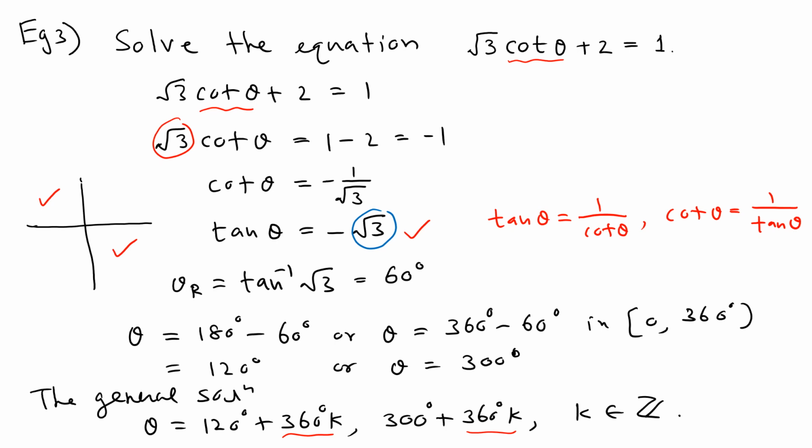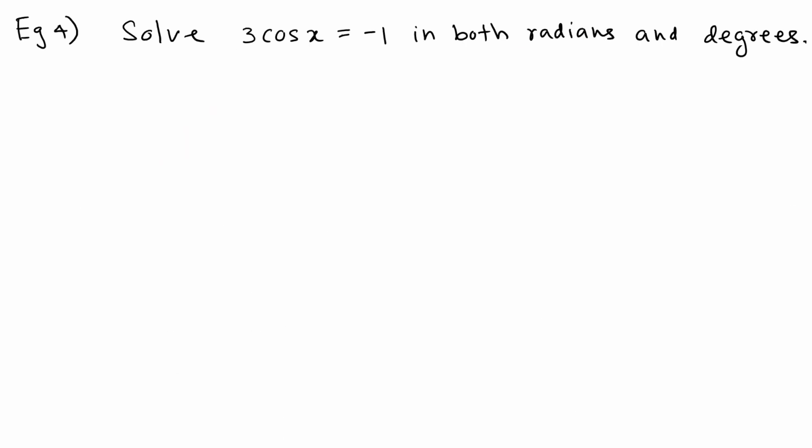So let's look at the next problem. Next we have 3 cosine x equal minus 1, and we're going to solve this problem in both radians and degrees. We can isolate the cosine term. That's the first step. So we have 3 cosine x equal negative 1. That means cosine x equal negative 1/3.